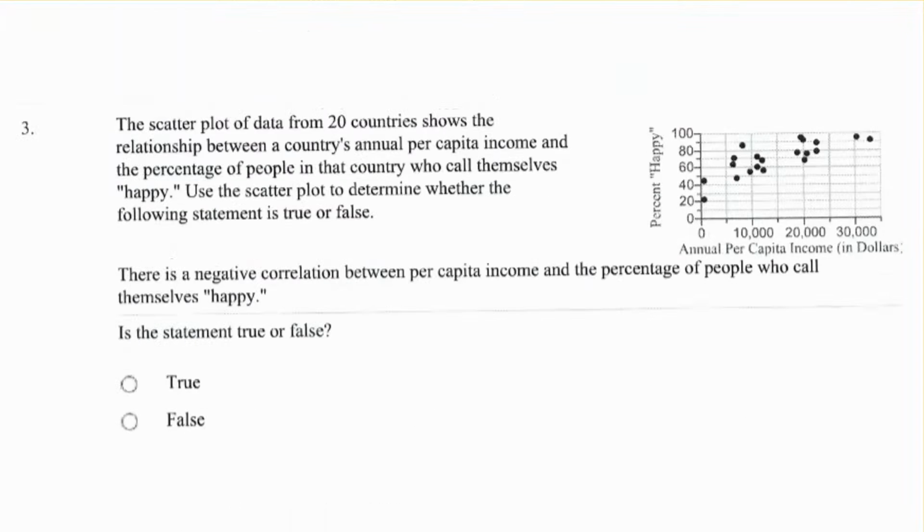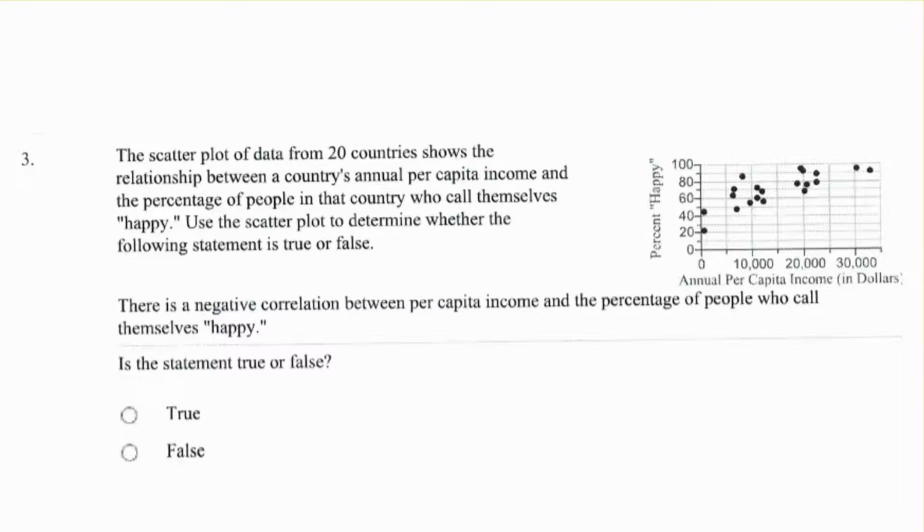Let's look at the next one. The scatter plot of data from 20 countries shows the relationship between a country's annual per capita income and the percent of people in that country who call themselves happy. Use the scatter plot to determine whether the following statement is true or false. There is a negative correlation between per capita income and the percent of people who call themselves happy.